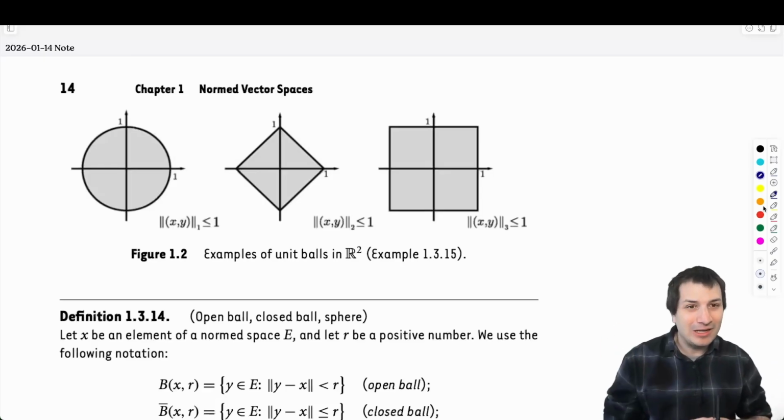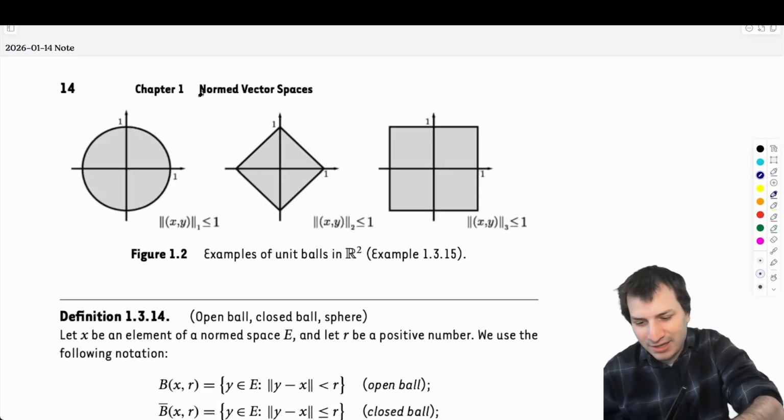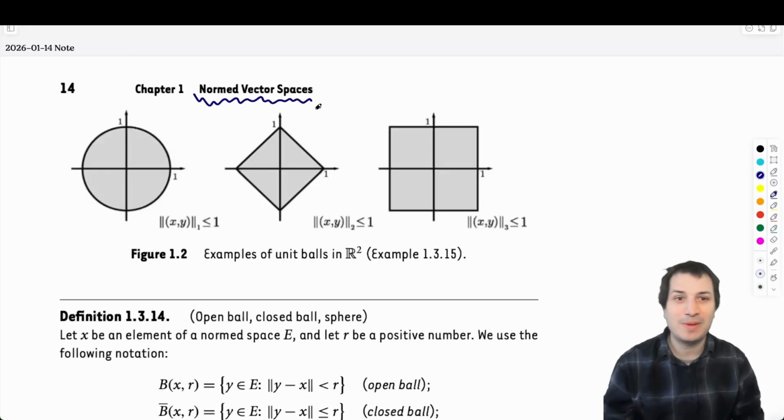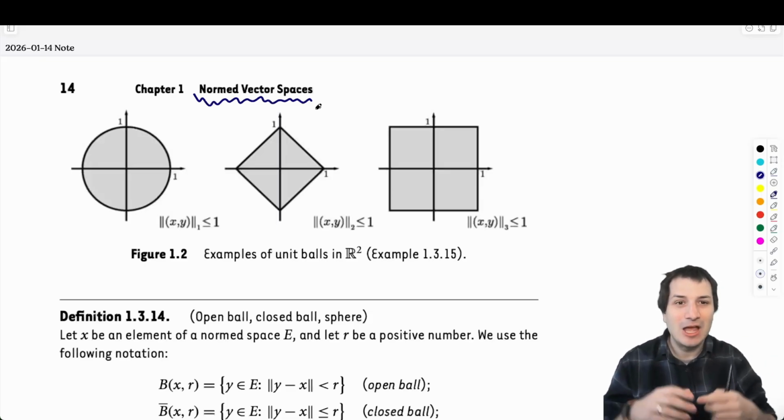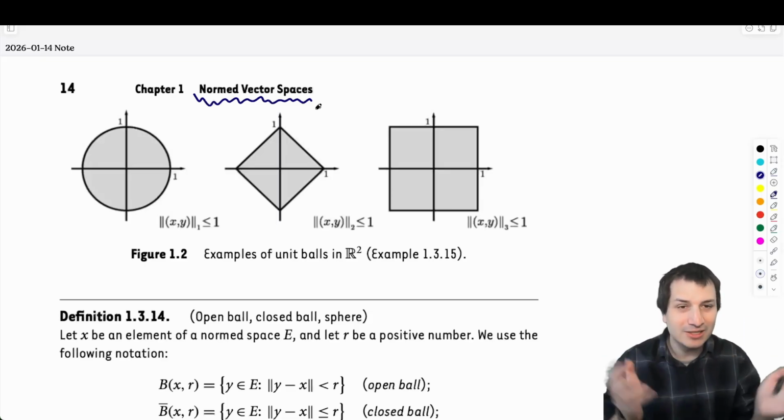This video is going to cover topics like open and closed sets and that kind of thing, but in the context of a normed vector space. And the starting point for all of this stuff is the balls. So open balls and closed balls and that kind of thing.